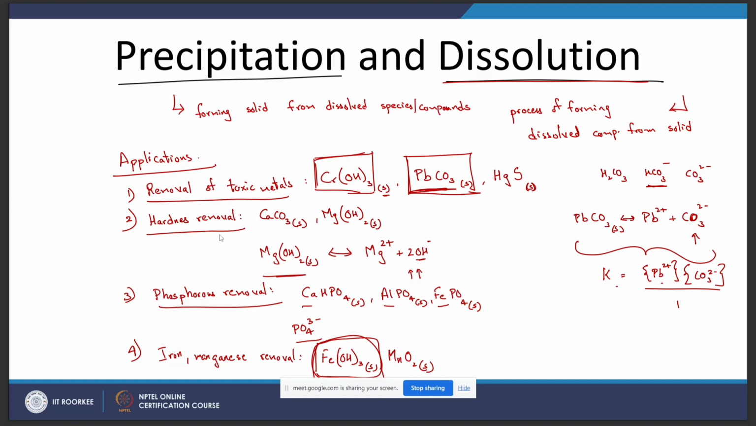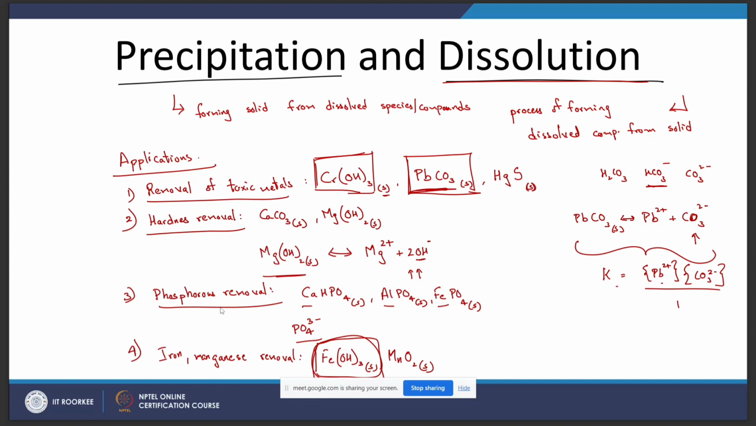Next, as everyone knows, for hardness removal we add lime, or for removal of temporary hardness we boil the water, and then the calcium and magnesium which cause hardness are removed. Generally hardness is caused by multivalent ions. So these calcium and magnesium ions react and form precipitates and come out of the water, and the hardness is removed.